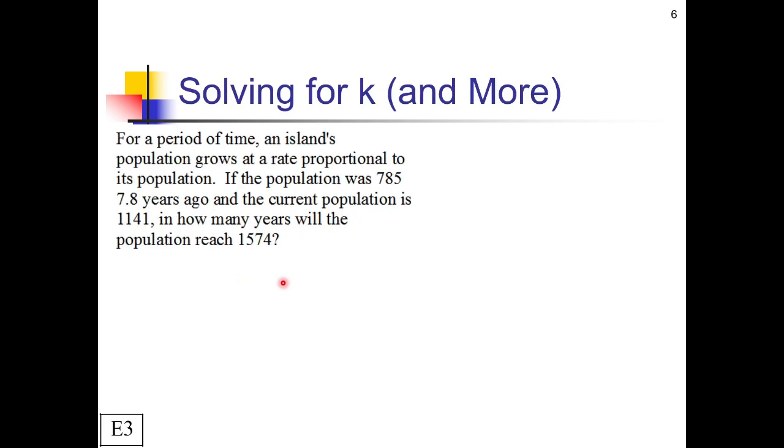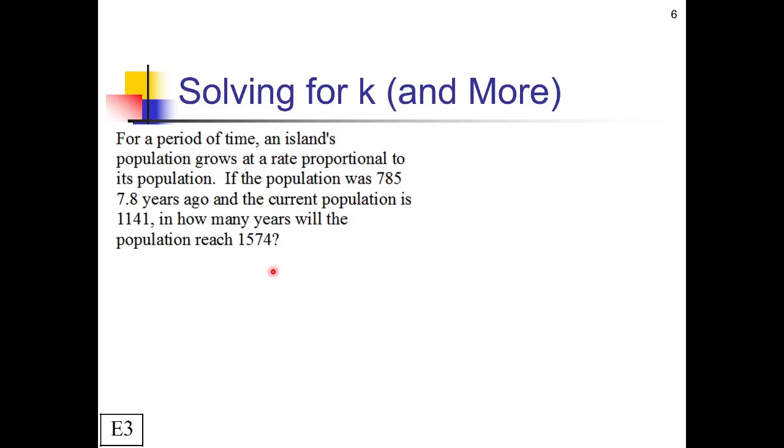For our final boss battle here, we're going to go back to population growth. So for a period of time, an island's population grows at a rate proportional to its population. So again, we've got our exponential sort of language here. If the population was 785, 7.8 years ago, and the current population is 1,141, in how many years will the population reach 1,574? All right, well, we can at least start, and we'll do this one partially together here.